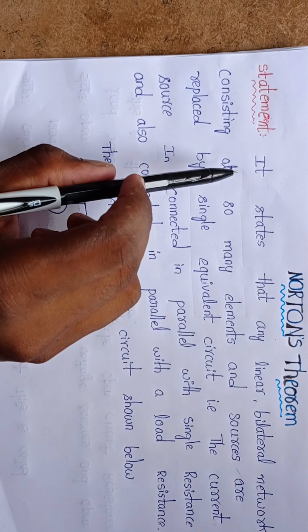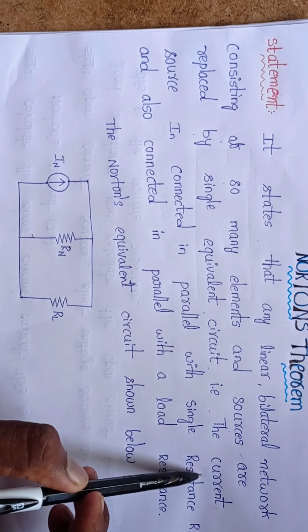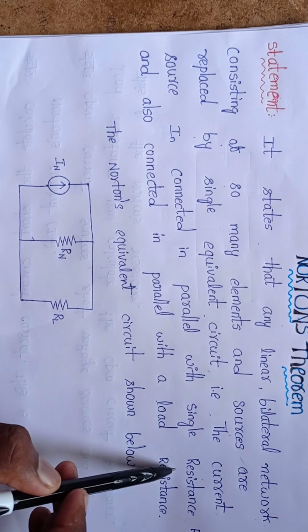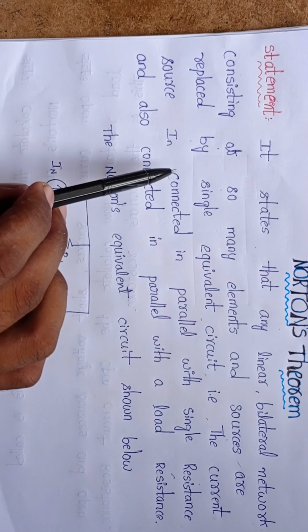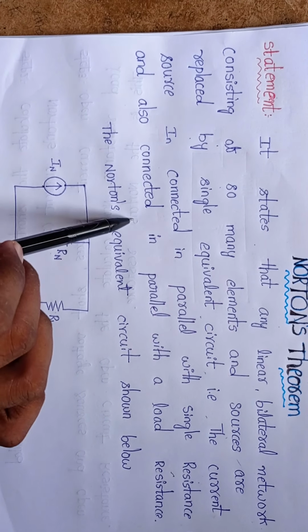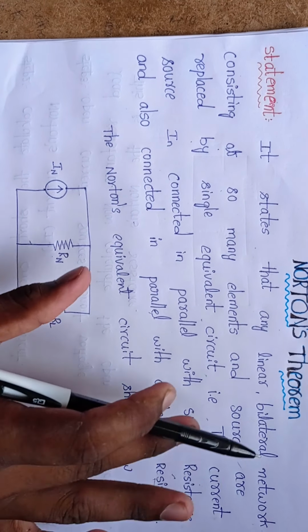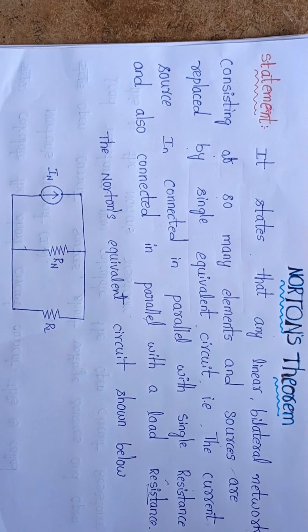It states that any linear bilateral network consisting of many elements and sources can be replaced by a single equivalent circuit, that is, a current source IN connected in parallel with a single resistance, and also connected in parallel with a load resistor. This is the statement of Norton's theorem.